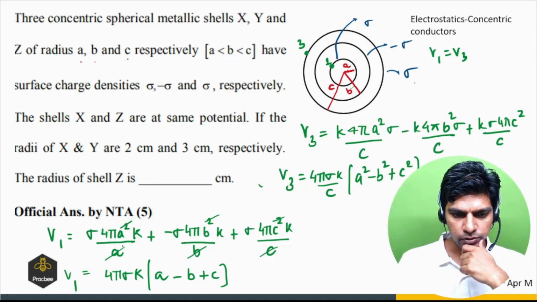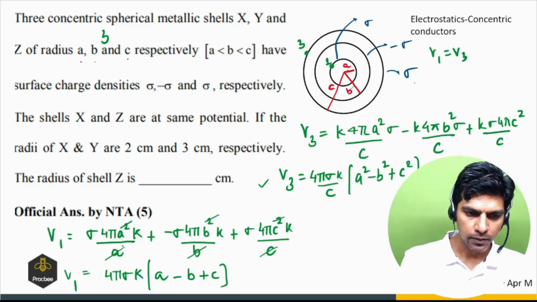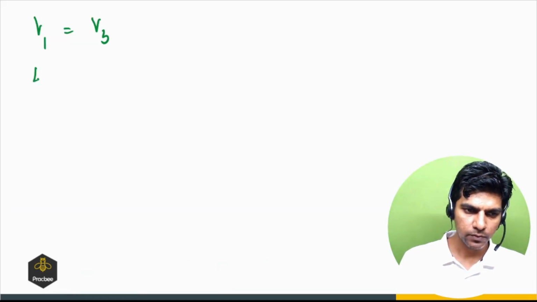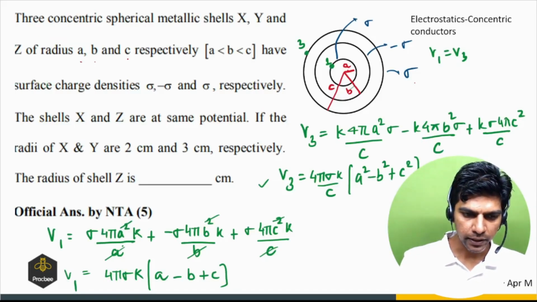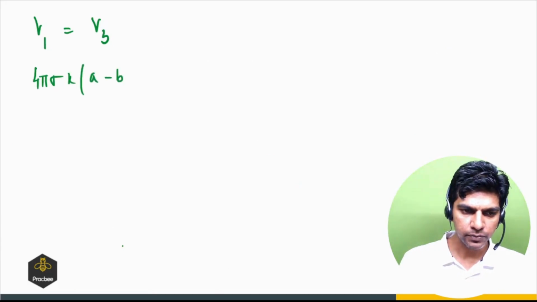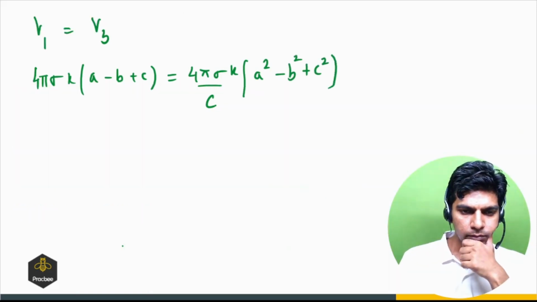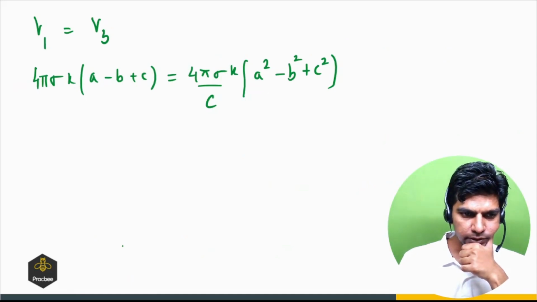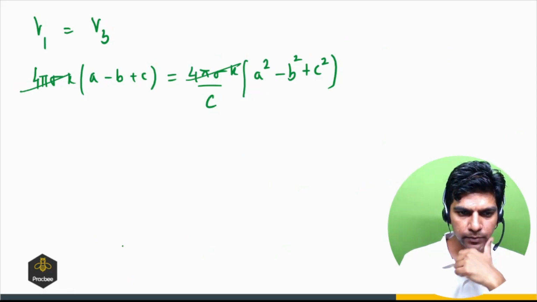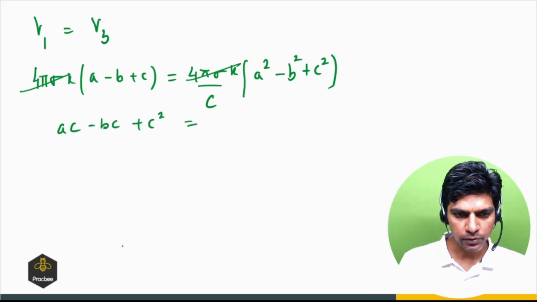Now these two values, V1 is equal to V3. So let us equate them. So V1 is 4 pi sigma k times a minus b plus c, that should be equal to 4 pi sigma k by c times a square minus b square plus c square. So let us simplify this. So 4 pi k sigma will get cancelled out. So we have ac minus bc plus c square equals a square minus b square plus c square. So c square will get cancelled out.